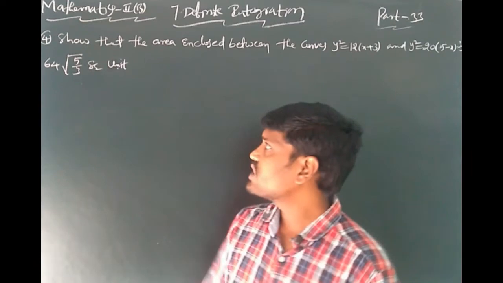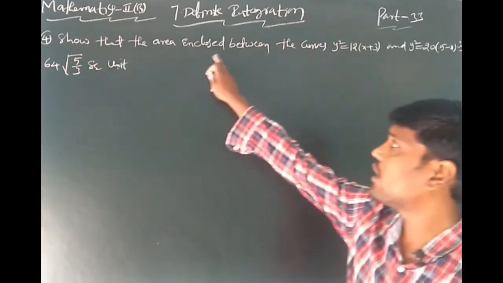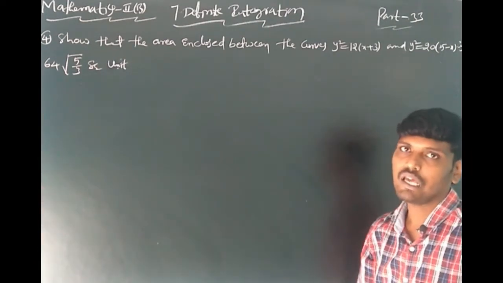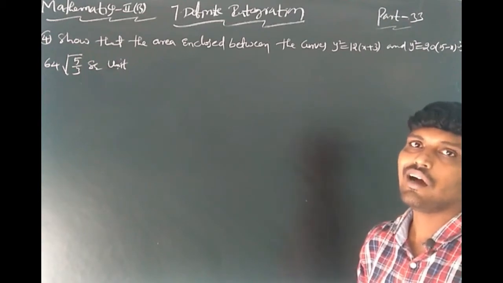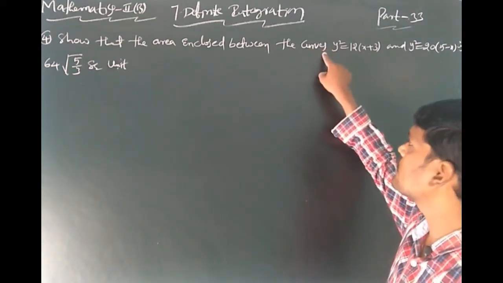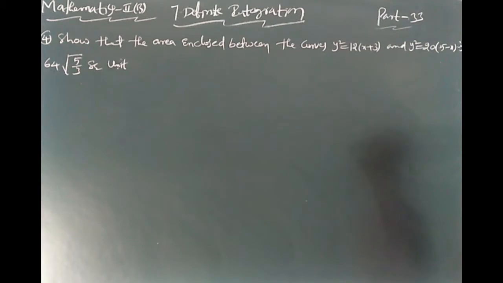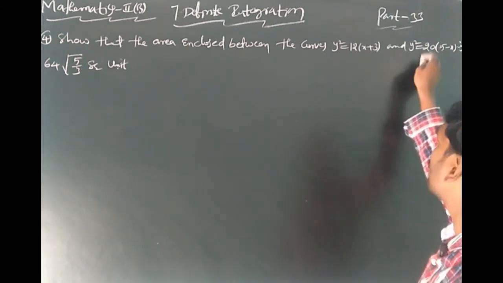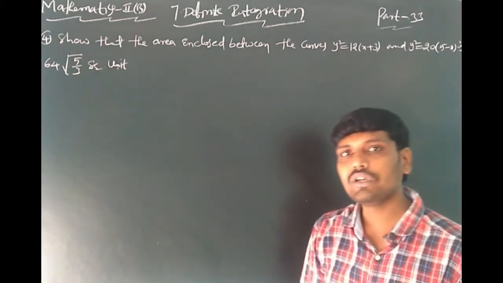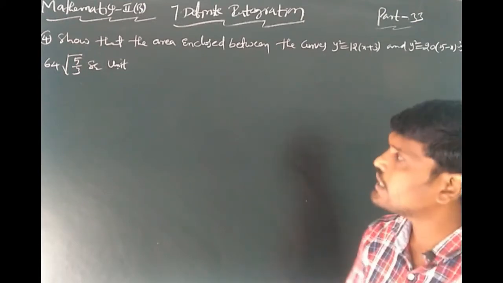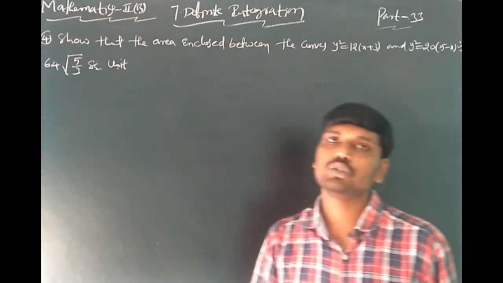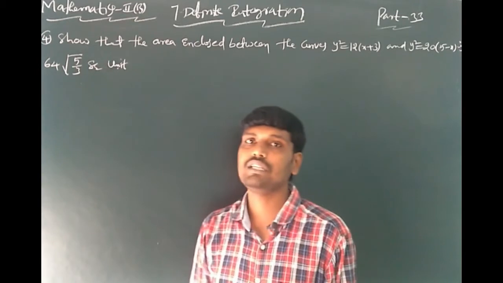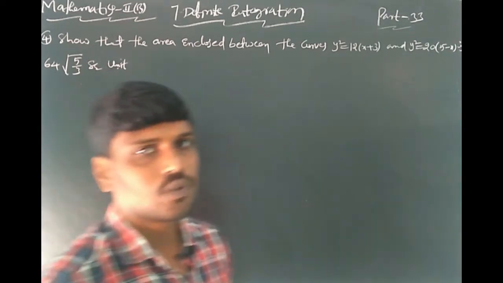What is that problem? Show that the area enclosed between the curves y square equal to 12 into x plus 3 and y square equal to 20 into 5 minus x is 64 into square root of 5 by 3 square units. This is the problem.